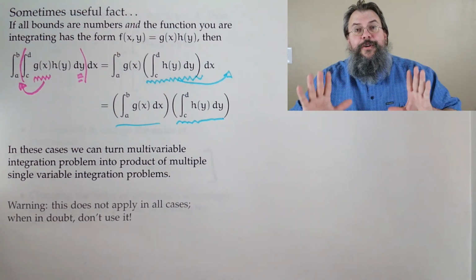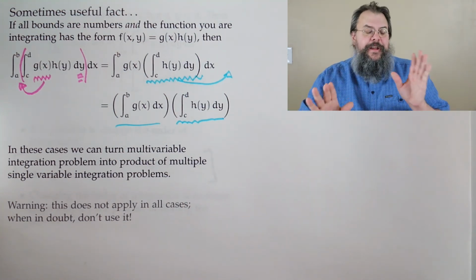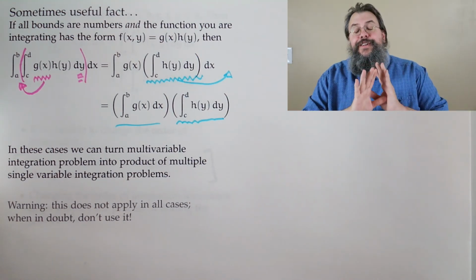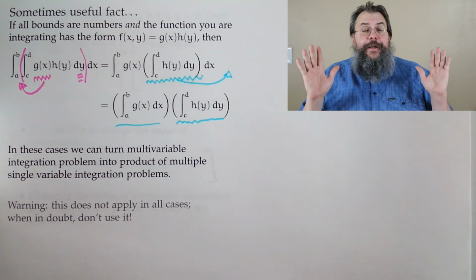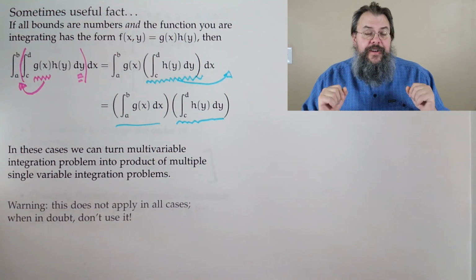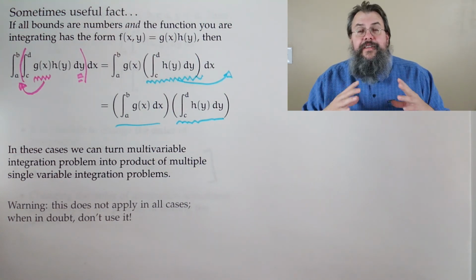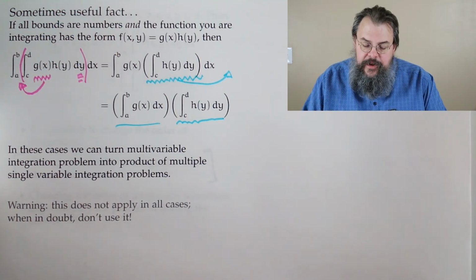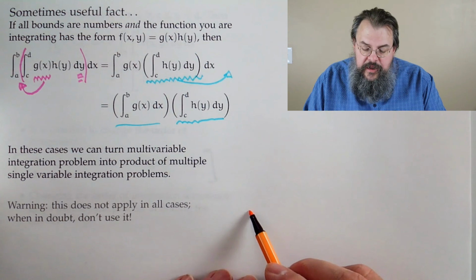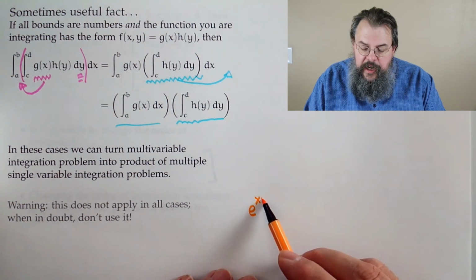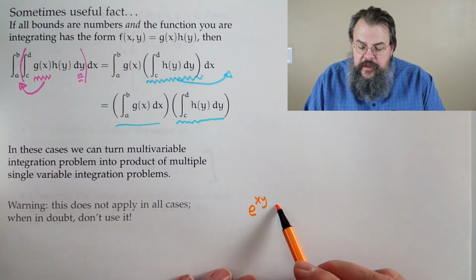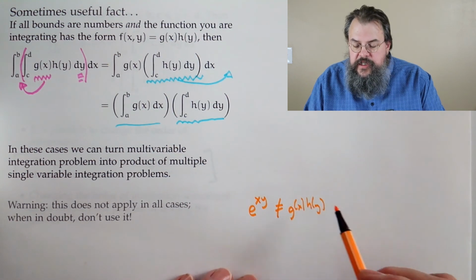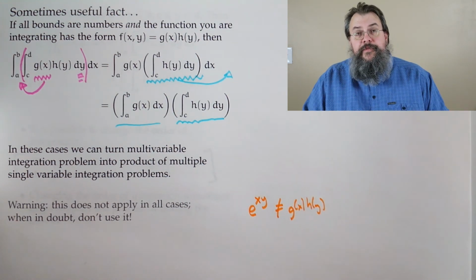But just a word of warning, be careful. You do not have to do this. If you're not comfortable, don't do this. And you have to keep in mind, it doesn't apply in all cases. There are certain functions for which this doesn't work. As a very simple example, if you have a function e to the x times y up here, you cannot write this as a function of x times a function of y. It just can't be pulled apart.